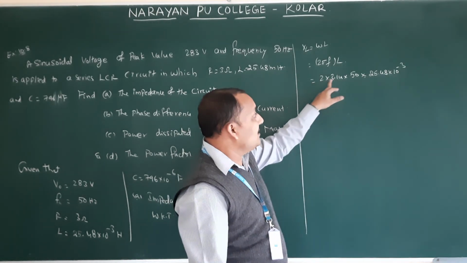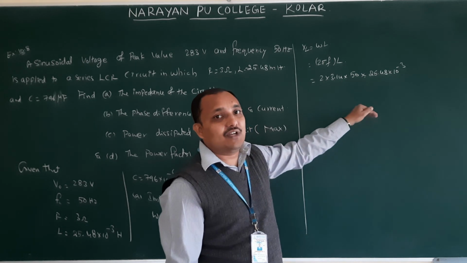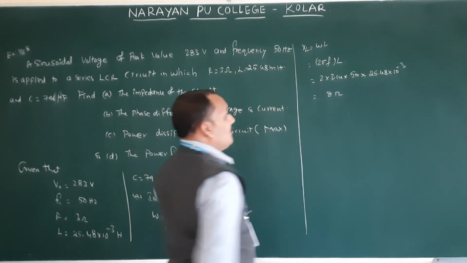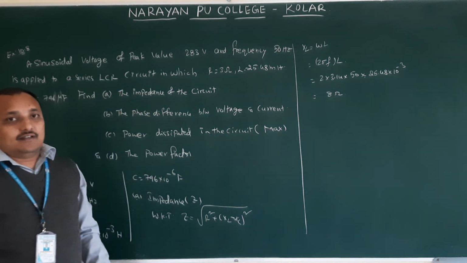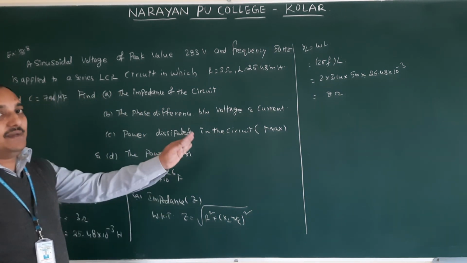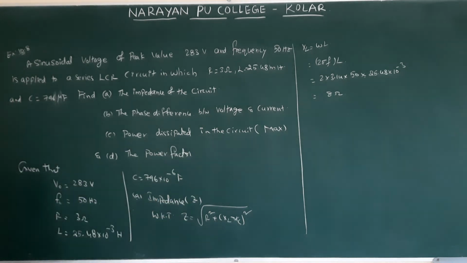So multiply 2 into this into this into this, you will get one number. Divide by 1000, so that is nothing but 8 ohms. XL is inductive reactance. Inductive reactance is a kind of resistance, therefore units are ohms. 8 ohms only. So that is the example problem.